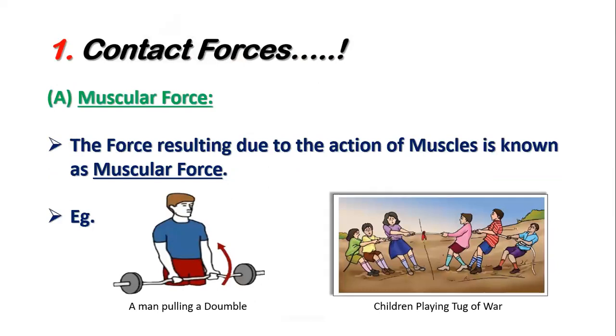The first topic of contact force is muscular force. The force resulting due to the action of muscles is known as muscular force. When any animal or human applies force with their own body, or we can say muscles, it's termed muscular force. In the examples, you can see here a man is pulling a dumbbell, and children playing tug of war.